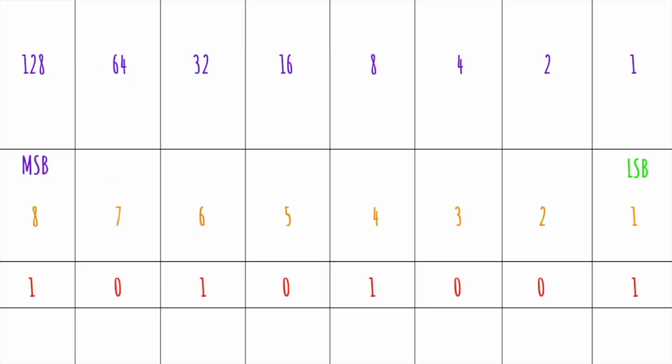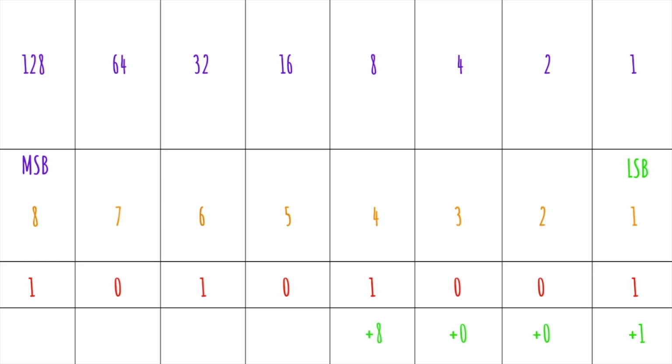Wherever you see a 1, you add that bit's value together. If you see a 0, you ignore that bit. Let's look at this one together. The first position is a 1, so we will add 1. Bits 2 and 3 are 0, so we will not add anything to the total.